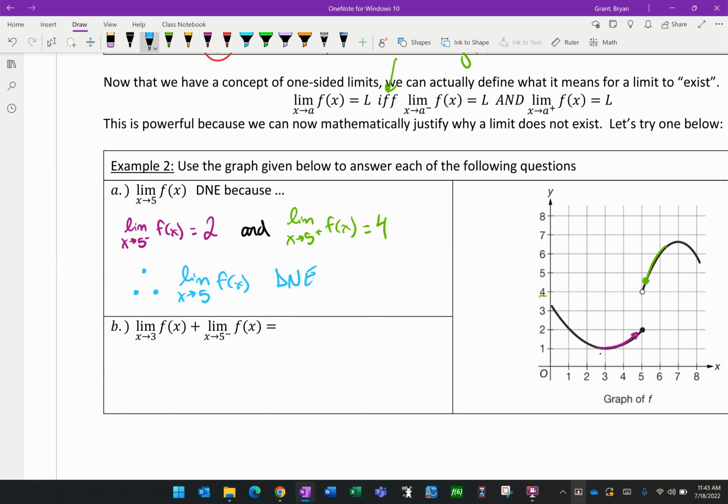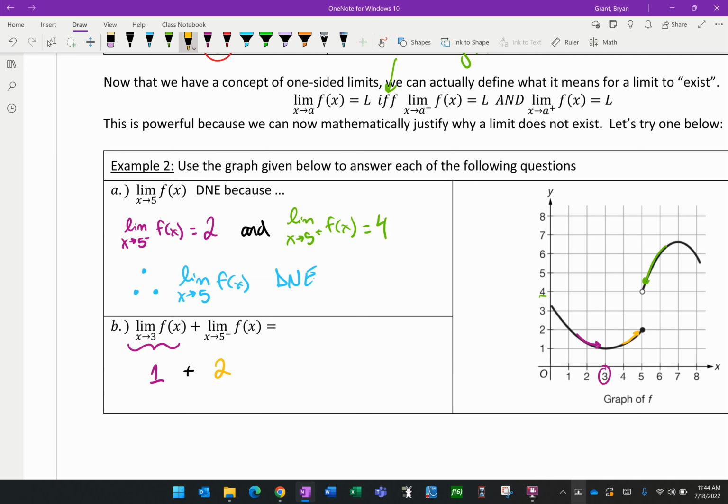And we did something kind of like this with our table, but let's see if we can determine the answer here. The limit as x approaches 3 of f of x, well here's 3. As we approach 3, I think we are approaching the same value. We're approaching 1. So that is 1 plus. And then the limit as x approaches 5 from the left side. Well, the left side is this side, and that is 2.